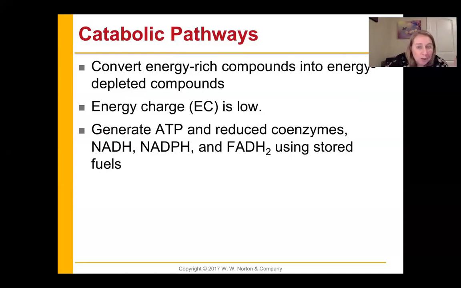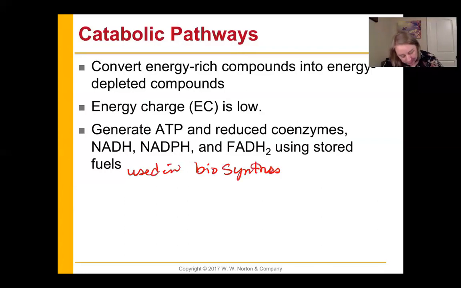We're going to convert those energy-rich compounds into energy-depleted compounds, and from that generate ATP and reduce coenzymes, NADH, NADPH, FADH2, right? All of these storage molecules. So then these storage molecules are used in biosynthesis, in all kinds of anabolic pathways. Those are anabolic, right? Catabolic is breakdown, anabolic is build, right?